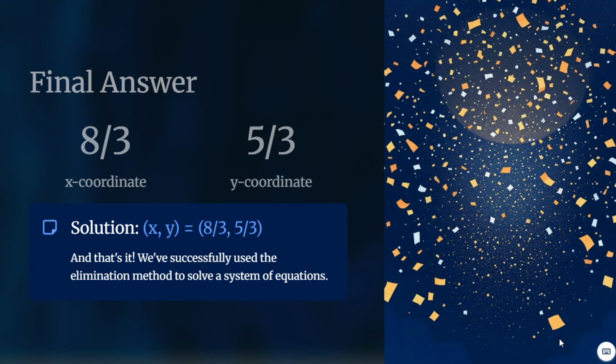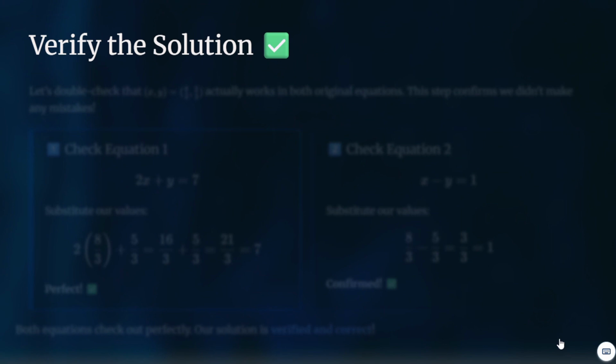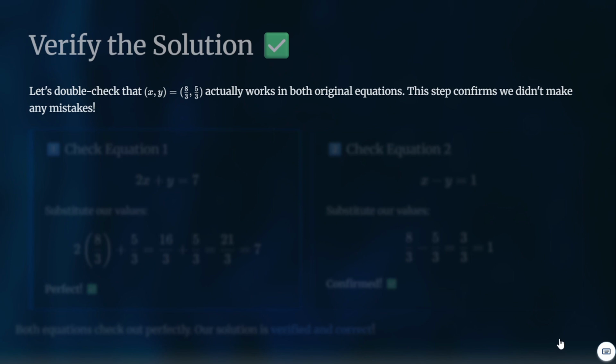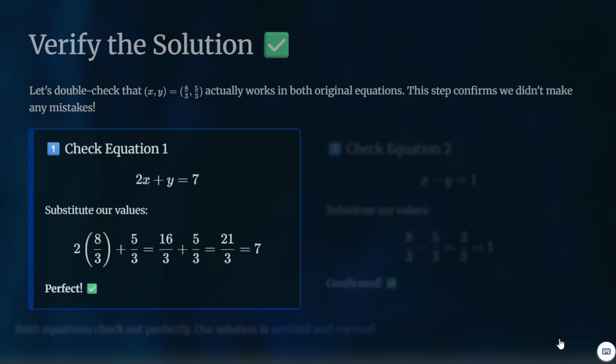So that's it. We successfully used the elimination method to solve a system of equations. But wait, we're not done. We always need to verify our solution to make sure that it is correct. So now, let's plug in x equals 8/3 and y equals 5/3 into both original equations.